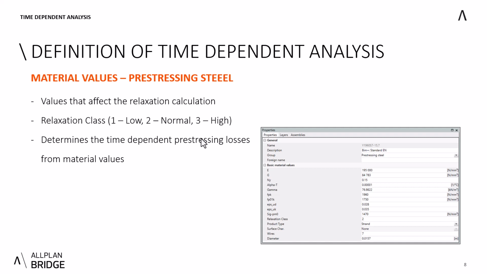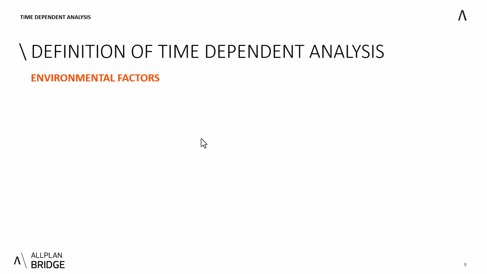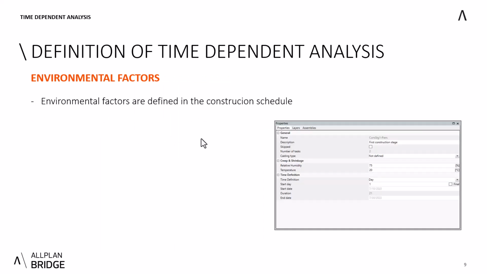So this is about the material values. The next, what we have mentioned, are environmental factors. And as I have already been talking about, these environmental factors are defined in the construction schedule. But now on the right side, we can see this property window, and this is not the construction schedule property window, but it's basically the different phases that we define inside it.